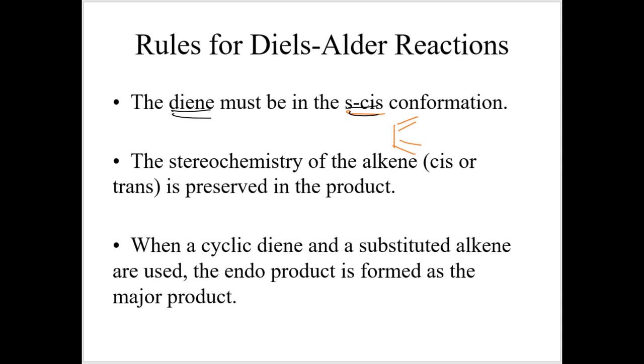At the beginning of the next lecture video, we're going to talk about rule number three, which is when we react a cyclic diene with a substituted alkene, what happens there? Okay? So we talked about 1,2 and 1,4 resonance structures for allylic carbocations, allylic radicals, and started Diels-Alder reactions. So in the next lecture video, we're going to finish up our reactions of double bonds, dienes, and then we're going to move on to the ultimate conjugated system, the benzene ring.